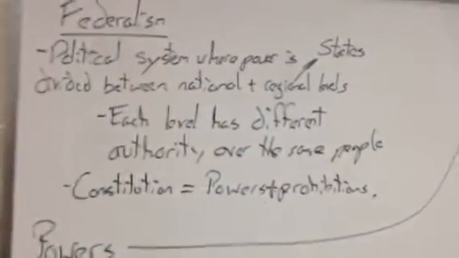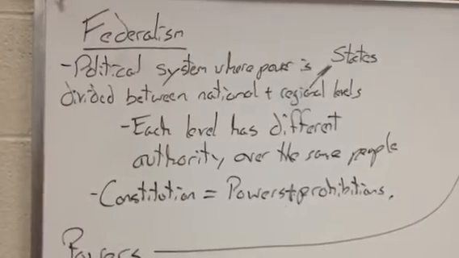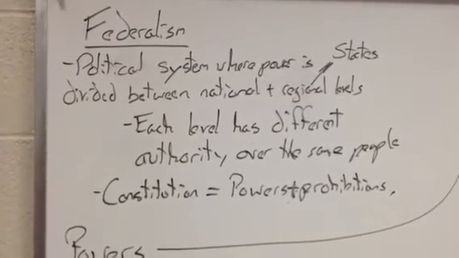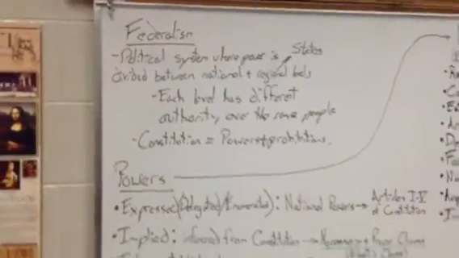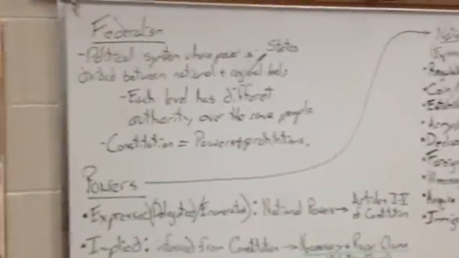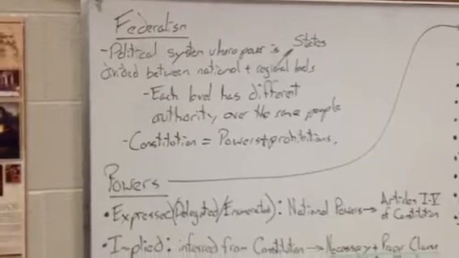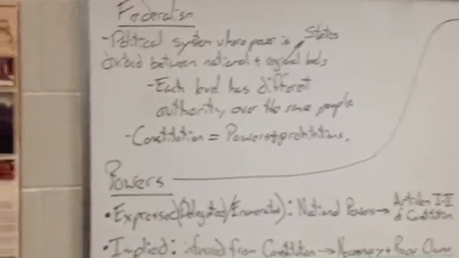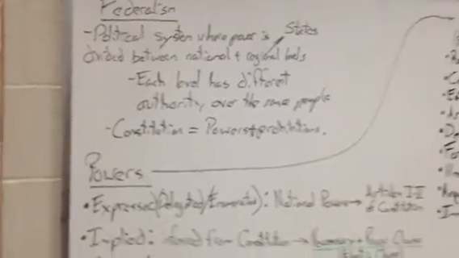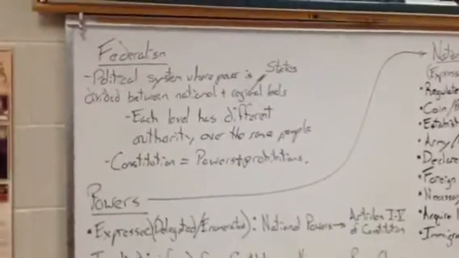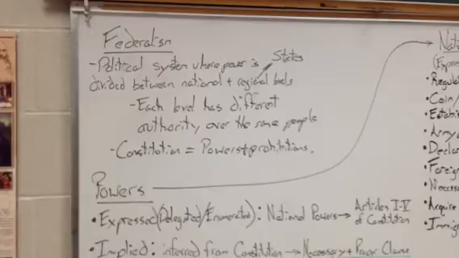But starting off with the basics of federalism, it's a political system where power is divided between the national and regional levels, which in America, of course, are the states. Each level has different authority, and it tends to be over the same territories and the same people. In federal systems, typically they have a constitution which establishes and sets up all the different powers and the prohibitions of those different governments. So that's federalism in a nutshell.